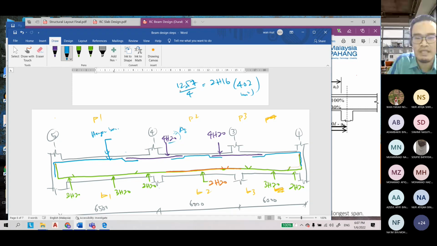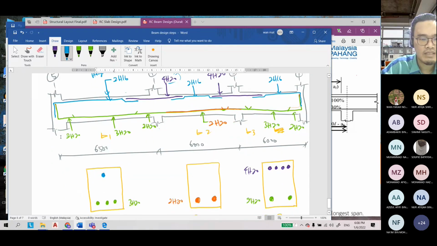Okay, dia nak at least 25%. So inilah 0.25 kali ni. Dapatlah dia punya apa 314 mm square. So saya gunakan 2H16. So this is 2H16. This is also 2H16. Here is also 2H16. So kat sini dapatlah you punya section 11 adalah here and here. Here is 2H16, 2H16.